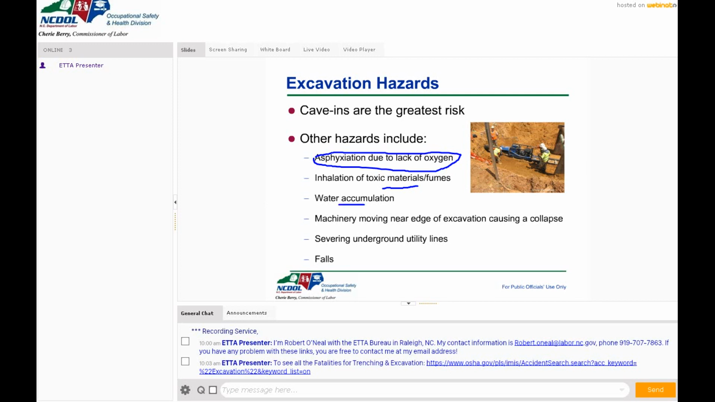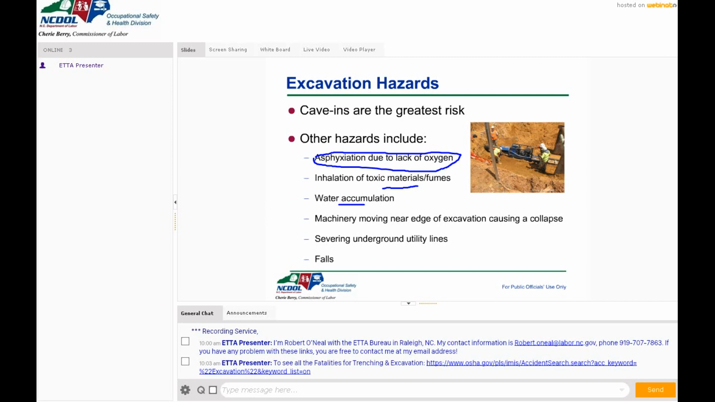Water accumulation is something else that you need to watch out for. Machinery next to a trench or excavation site as well, because the vibrations of the machine or roadway can cause it to collapse. And then you've got to also consider underground utility lines, to include not just gas lines, but power lines as well, or cable or fiber optics. So you want to make sure you have it tested to see if there's any type of underground utilities there.